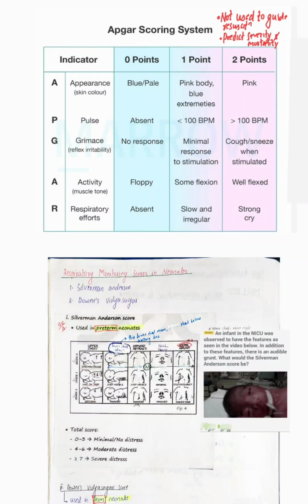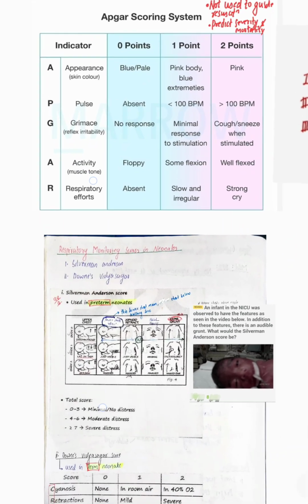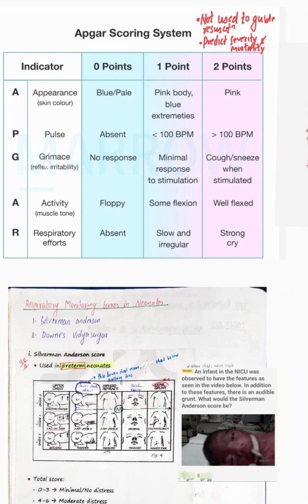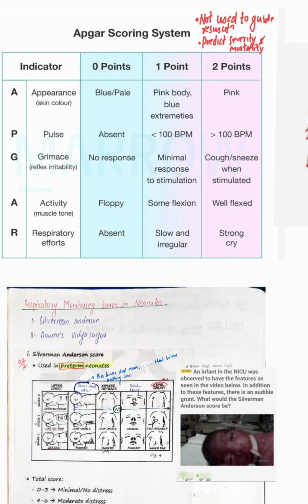Memorize the scoring systems in pediatrics, especially these three: the Apgar scoring system, the Silverman Anderson score, and the Downey Vidyasagar score. For the Apgar, just remember one point: the R stands for respiratory effort. The rest of the chart you can remember.